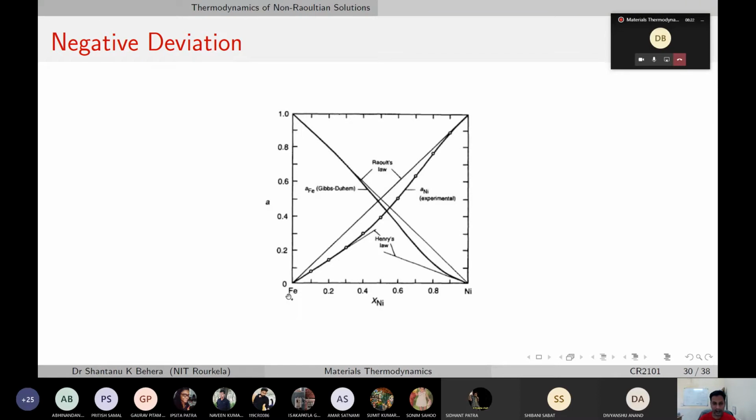Now, the activity here is normalized, and it's 1 for both things, so that all those things can be put on the same graph. And you see that the ideal Raoult's law kind of behavior would have been simply these straight lines. Okay, and the combination would have been somewhere like this.